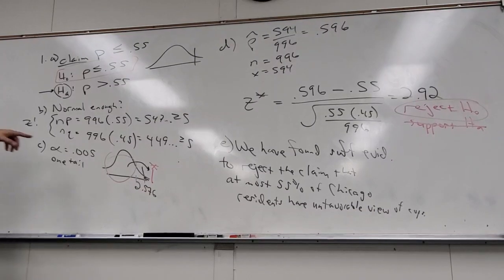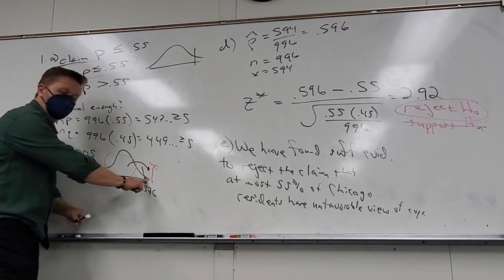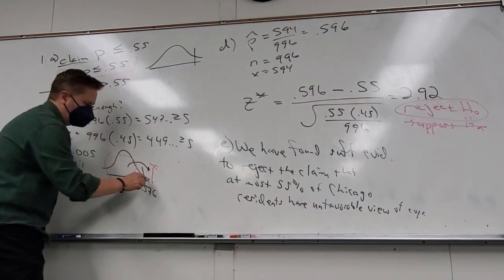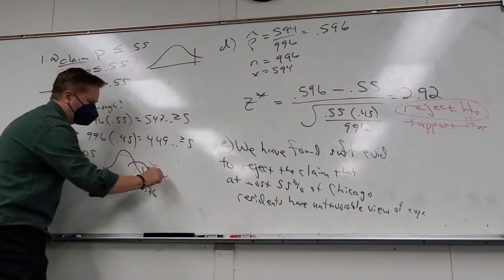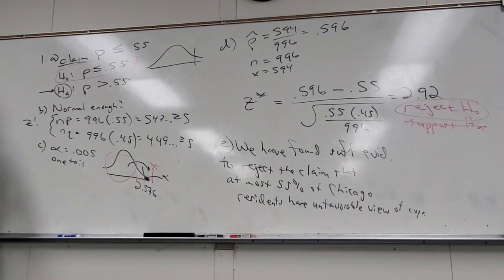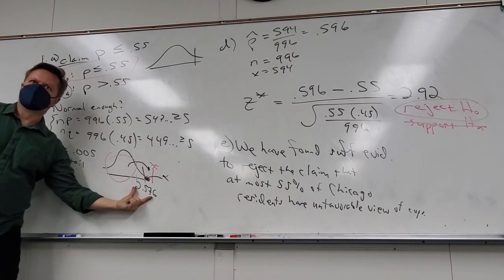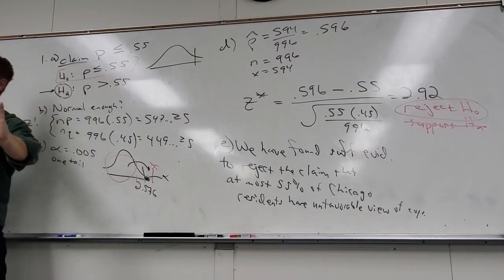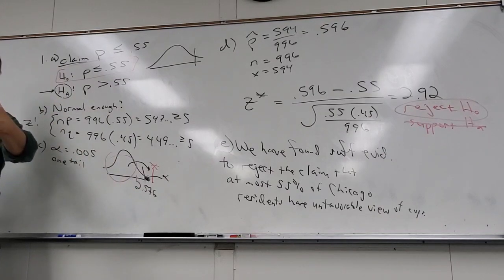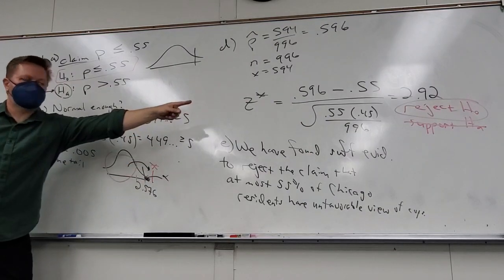So up here, where is alpha? Alpha is that little squiggle. Alpha is this area right there. That is alpha. It's the area in the tail that this z-score makes. P-value is the area in the tail that our z-score makes.